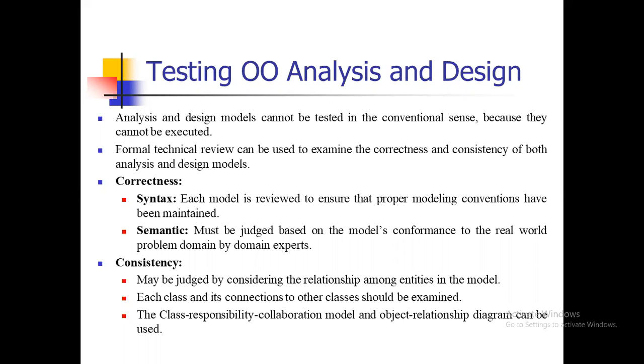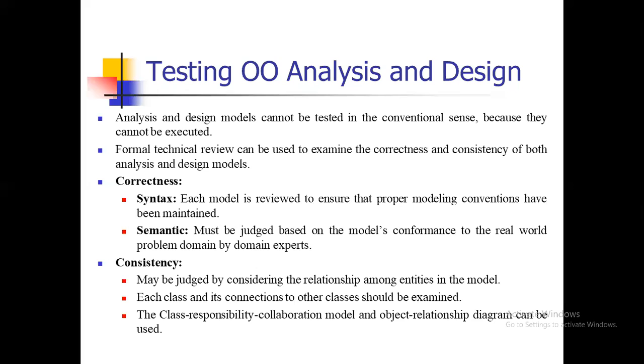Correctness means it is syntactic or semantic. Here, first one is syntax. Each model is reviewed to ensure that proper modeling conventions have been maintained. That is, we have to see whether UML notations are used correctly or not. Then semantic means it must be judged based on the model's conformance to the real world problem domain by domain experts. That is, does the UML design capture all the classes and operations, and are they understandable or not?